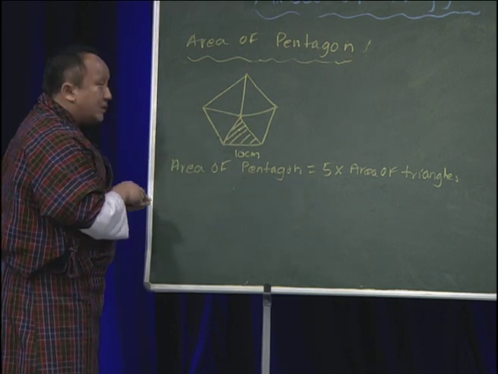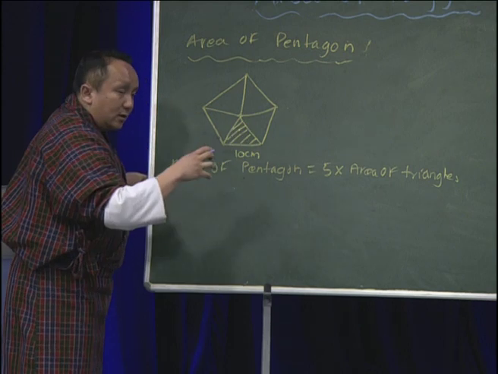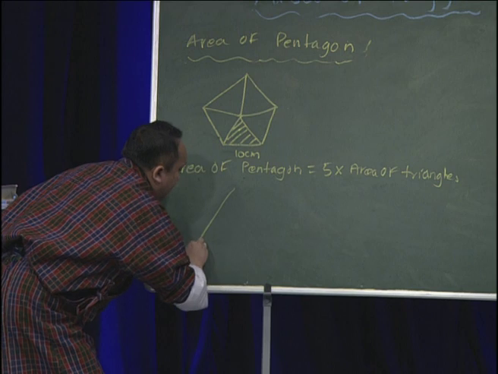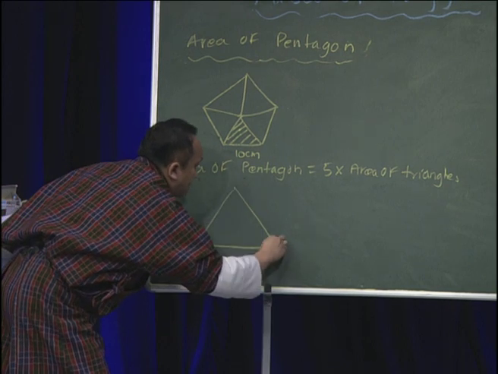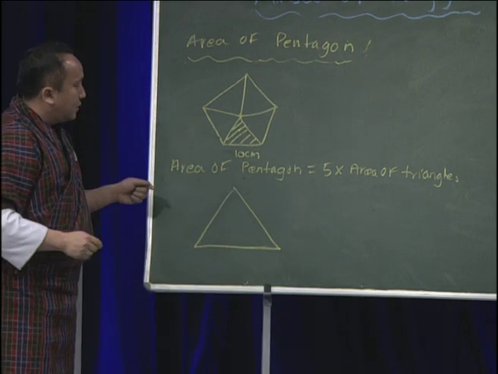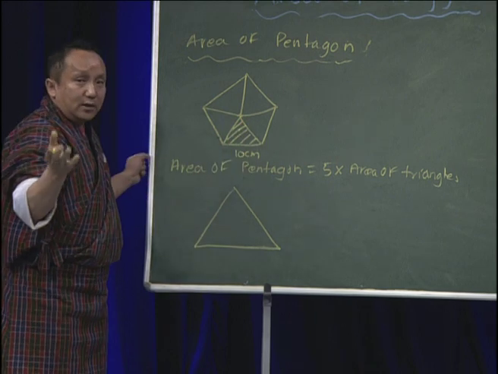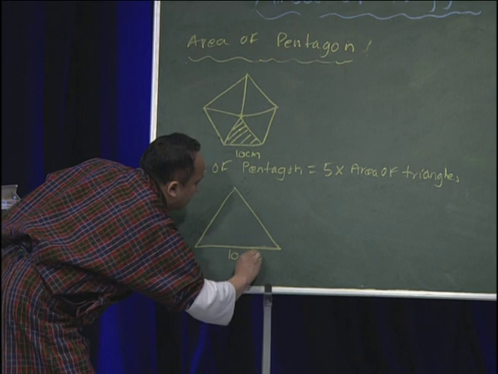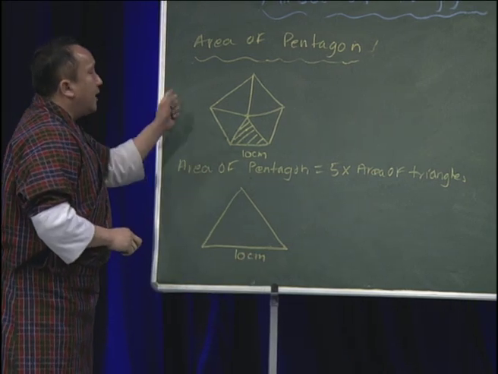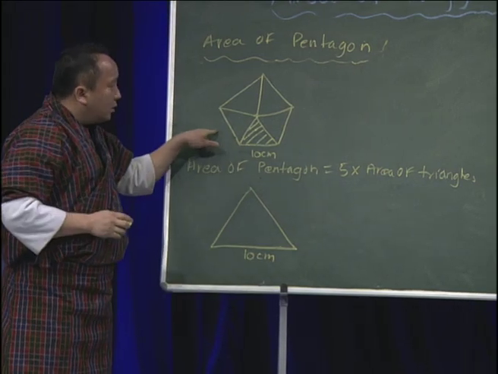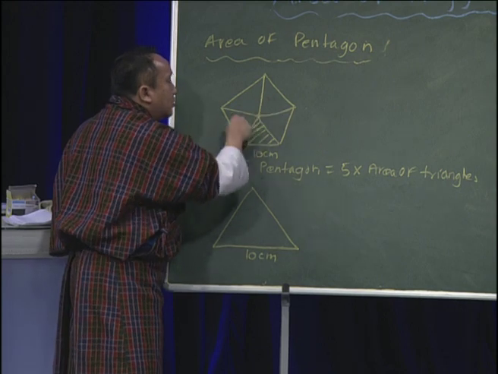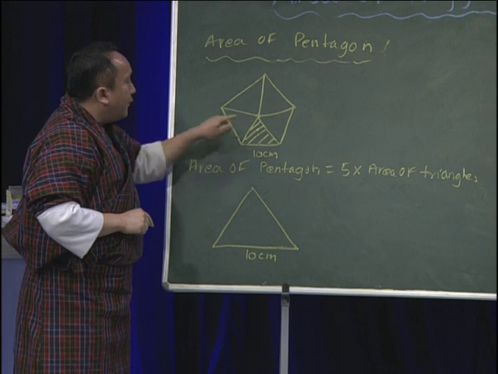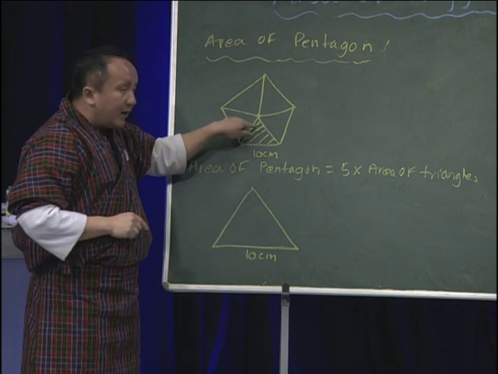So just to understand more, let me take out this triangle and let me make it bigger like this. Now, I've just taken this triangle out just to understand more. So if this is 10 centimeter, now this side is 10 centimeter. Now, like a hexagon, in a pentagon, these triangles are of course congruent to each other. They are congruent, they are equal. So that's why we are finding the area of one of the triangles and multiplying by 5.